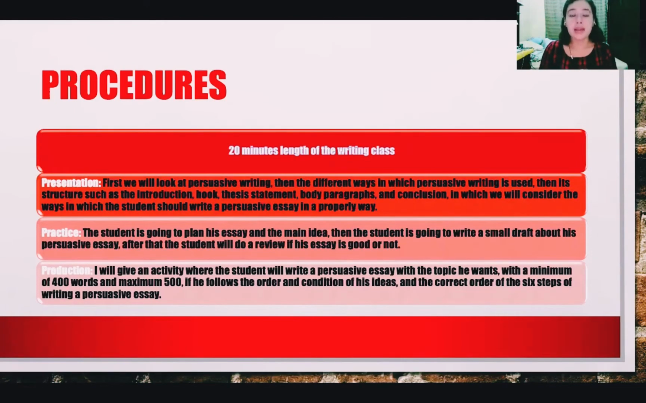We have the practice, and the student is going to plan his essay and the main idea, then the student is going to write a small draft of his persuasive essay. After that, the student will do a review to see if his essay is good or not. And we have the production.